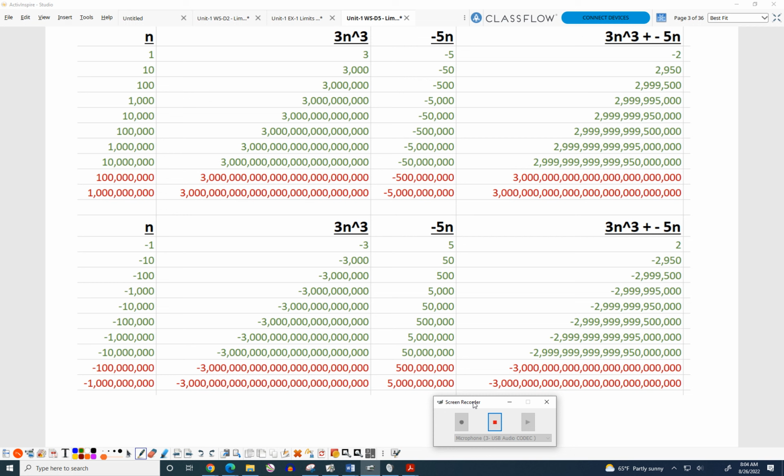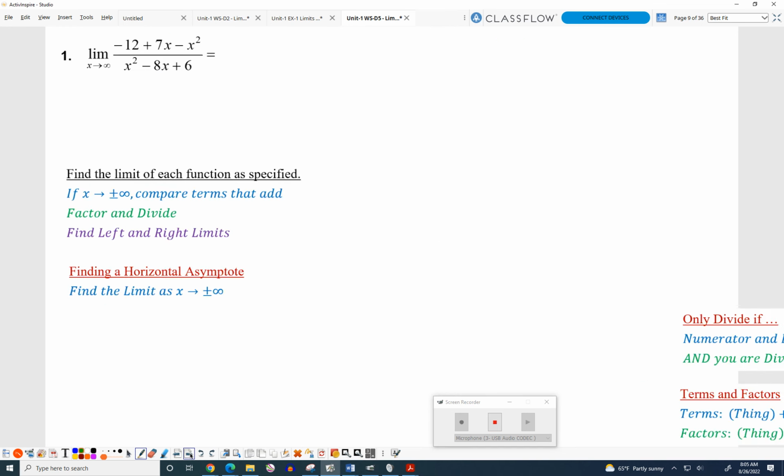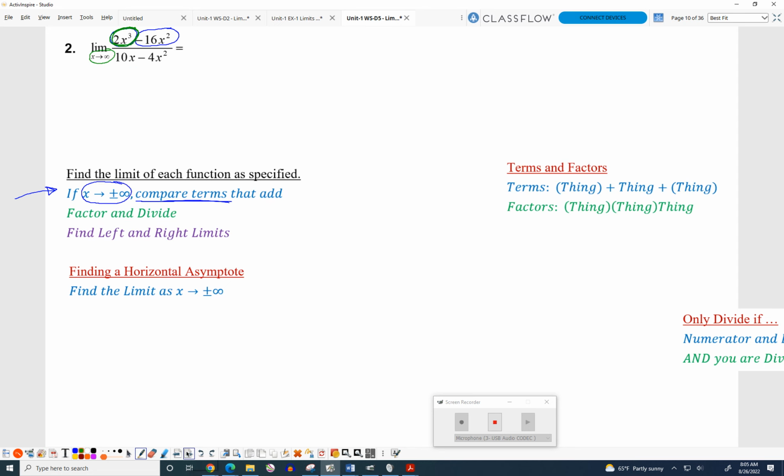So, questions on any of this? Solid. So back to the problem. So when I'm comparing terms that add, basically I say, okay, I really only need to worry about the 2x cubed. Do not make the mistake of ever comparing terms that multiply. The logic is not valid. It's only valid for when things are added.